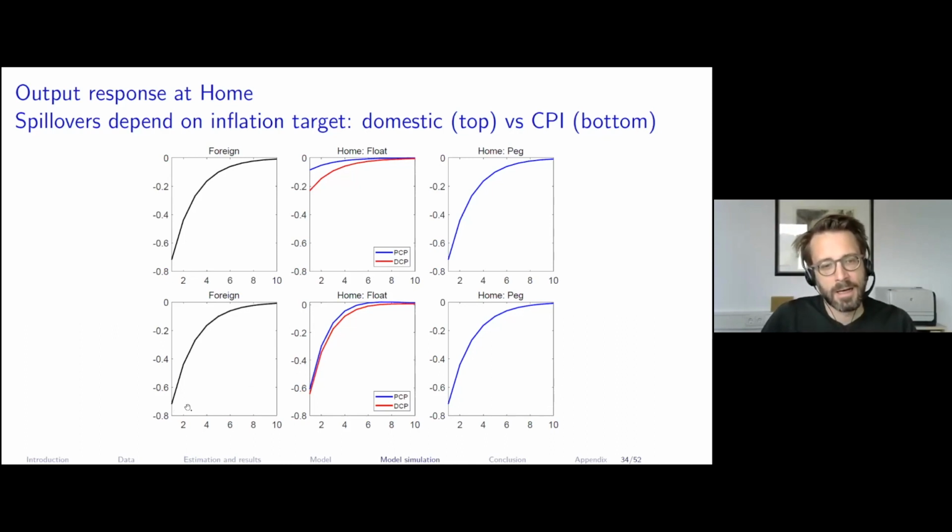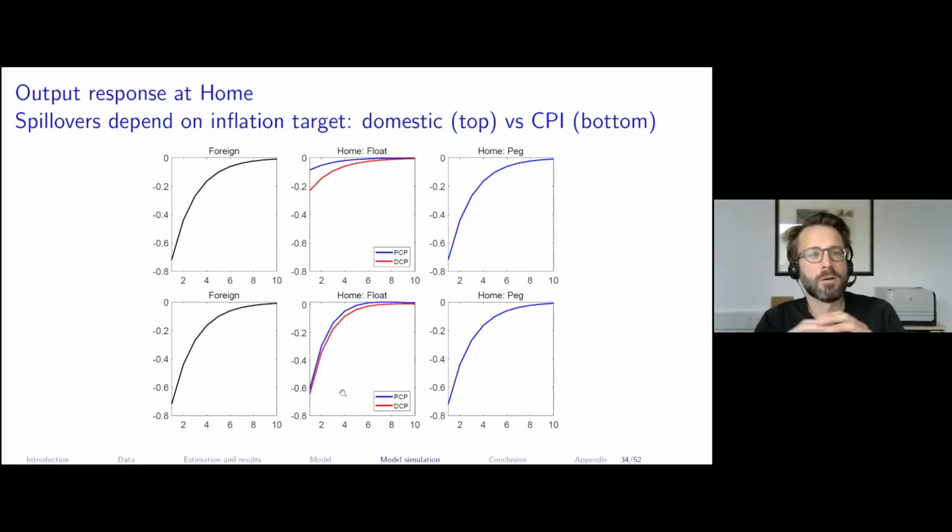Again, this is output in the euro area, it collapses after monetary contraction, and you get a response to the peg, almost 1-for-1 complete spillover. And now look what's happening under the float. Under the float, you see almost no difference between PCP and DCP, but the important thing is now the spillover is almost as large as under the peg, and the insulation property is gone.